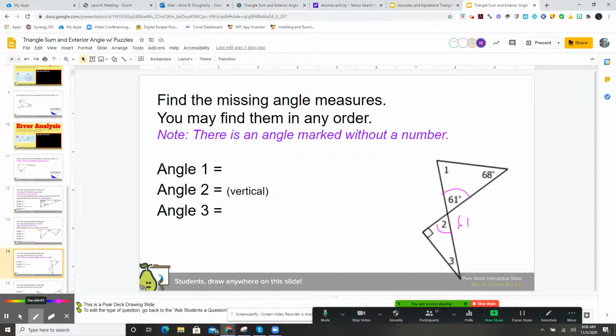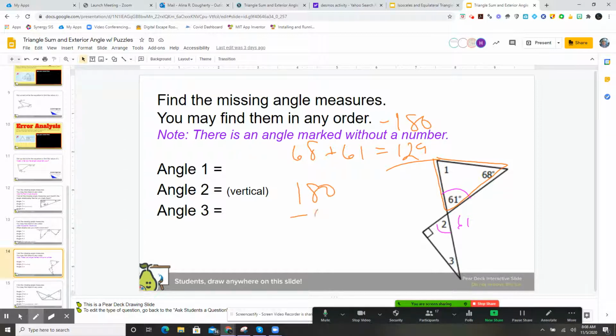How would we find angle 1? Because I heard like 2 and 1 at the very same time. What math would I do for angle 1? Subtract the 61 and 60 from 1. So simultaneously, I heard add those two to get 129 and then subtract it from 180. And I heard take 180, subtract 68, and subtract 61. Those are the exact same thing. It's just different order of operations.